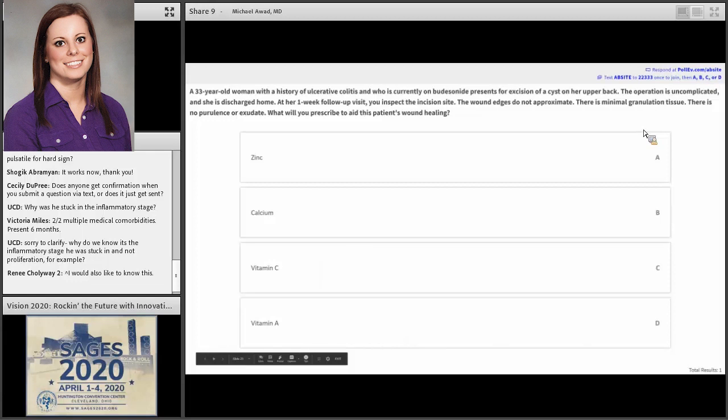Okay. A 33-year-old woman with a history of ulcerative colitis who is currently on budesonide presents for excision of a cyst on her upper back. The operation is uncomplicated and she is discharged home. At her 1-week follow-up visit, you inspect the incision site. The wound edges do not approximate. There is minimal granulation tissue. There is no purulence or exudate. What will you prescribe to aid this patient's wound healing?